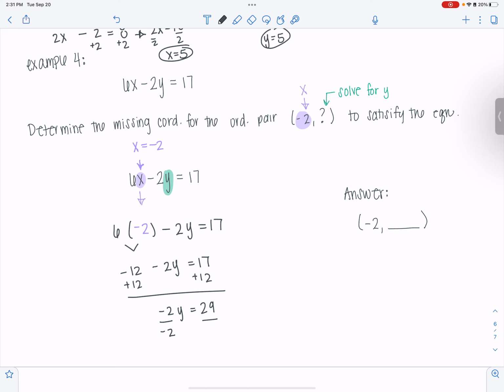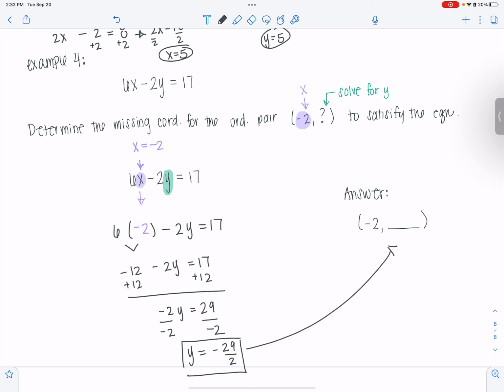Divide by negative 2 and get y equals negative 29 over 2. Do not convert it to a decimal or anything. Unless you're graphing, just leave them as fractions. Now we'll see in another video when we are trying to graph fractions, we'll use the decimal just to help us with graphing. But in terms of typing these answers in, you're going to leave them as fractions.